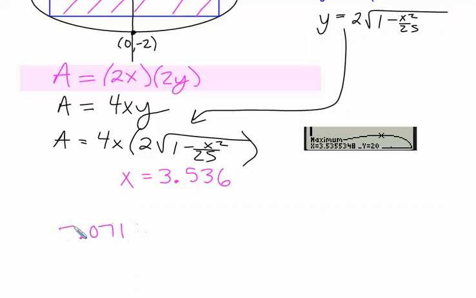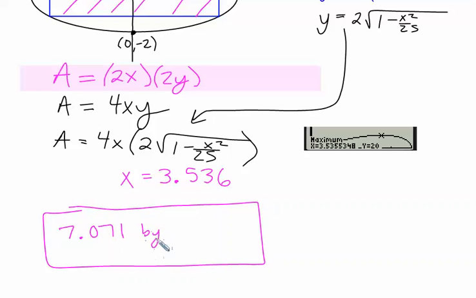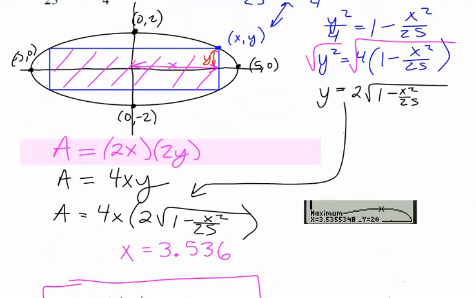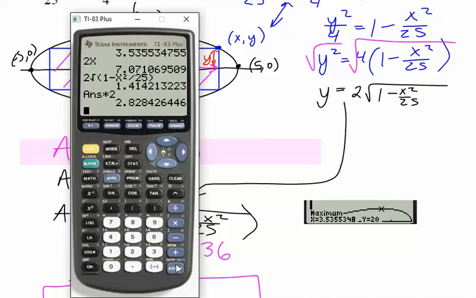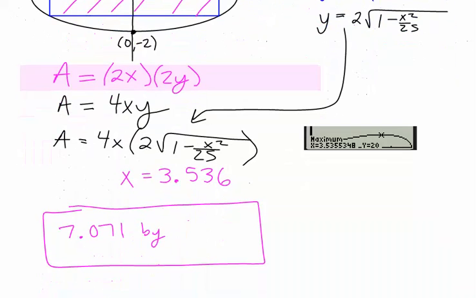Now keep in mind there were not any labels on this, so we'll just leave it like that. Next, we need to know the other dimension. To get the other dimension, we will plug in to the expression that we had for y. So we're going to take 2 times the square root of 1 minus x squared divided by 25. Now that's our value of y, but we need to double it because the overall height of our rectangle was 2 of those y's. So 2.828 would be our other dimension. We will come down here, 2.828, and there's our final answer.